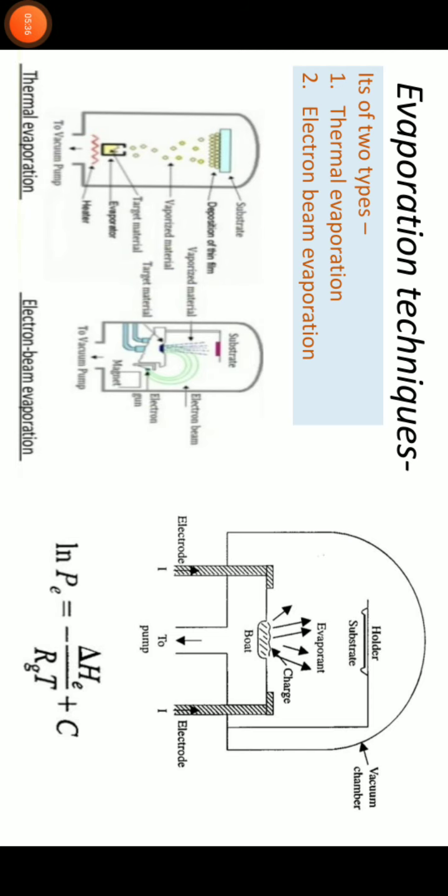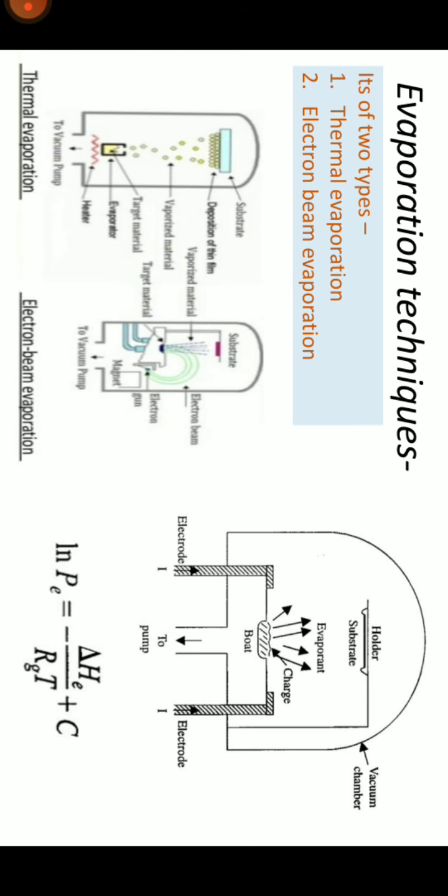Now coming to the evaporation techniques. It is basically the simplest deposition method and has been proven particularly useful for the deposition of elemental films. In this, the system consists of an evaporation source that vaporizes the desired material, and a substrate is located at an appropriate distance facing the evaporation source. Both the source and the substrate are located in a vacuum chamber. The substrate can be heated or electrically rotated during deposition.